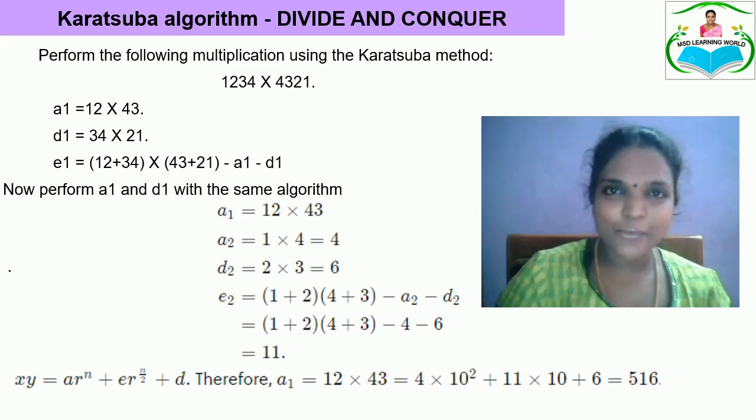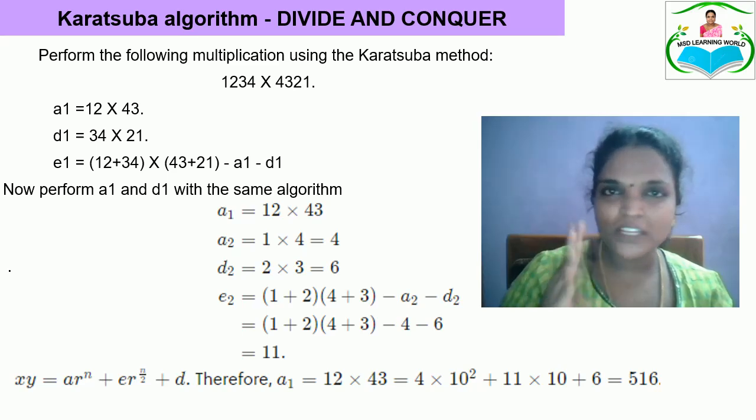Let us see an example here. Here 1, 2, 3, 4 into 4, 3, 2, 1. Here x is 1, 2, 3, 4, that is 1234, and y is 4321. So here x into y we need to perform. By using Karatsuba algorithm, we are going to perform this multiplication by dividing this into 3 subproblems.